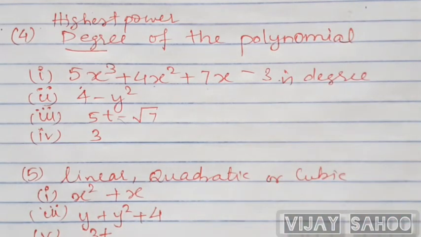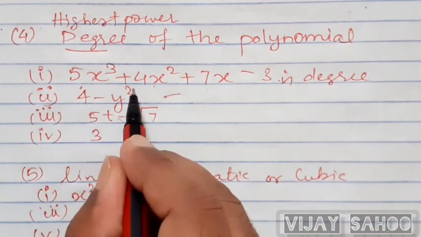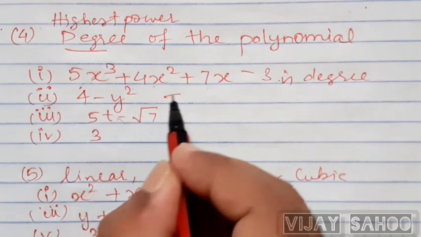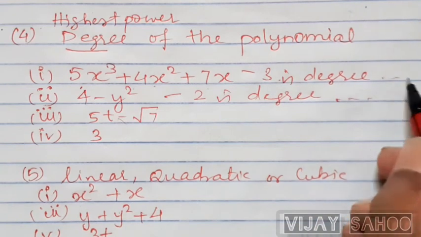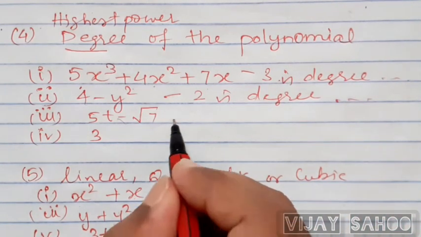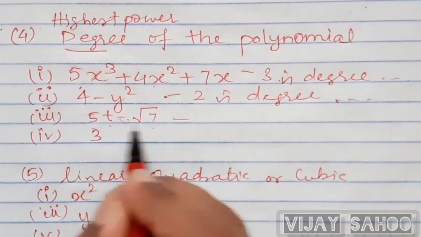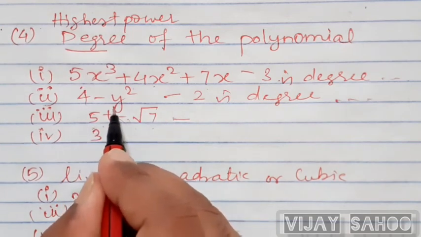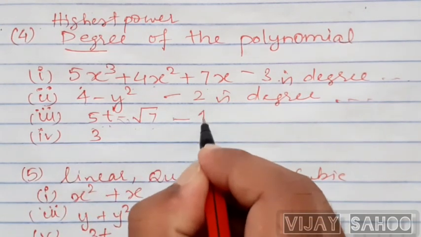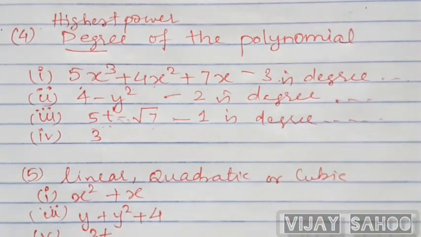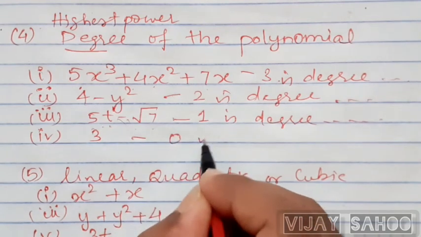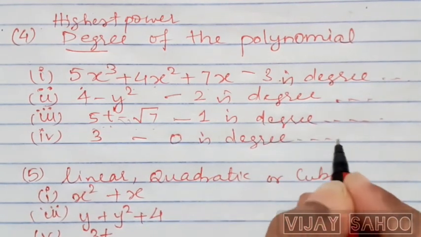Now here, 4 minus y square. What is the highest power? The power is 2. So 2 is the degree of the equation. You have to write that. In the same way, 5t minus root 7. What will be the value? t power 1. So the highest power is 1, which is the degree of the equation. 3 is a constant number, so no power. So 0 is the degree of the equation.